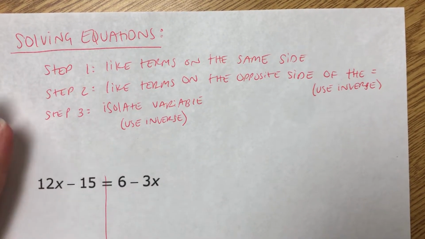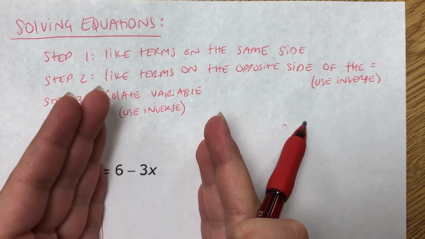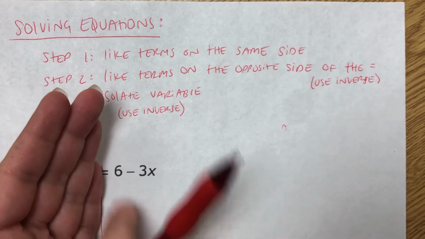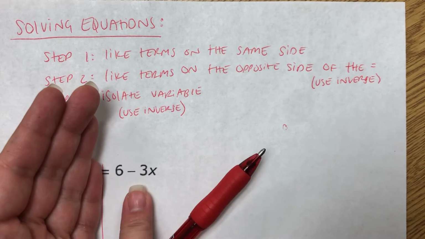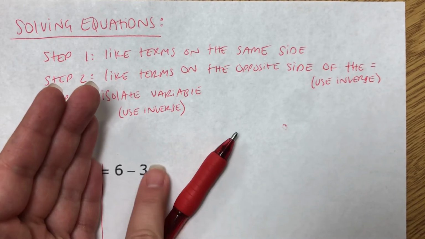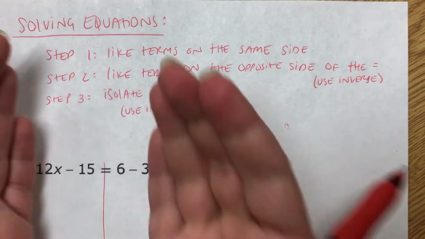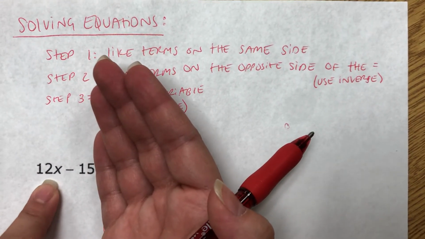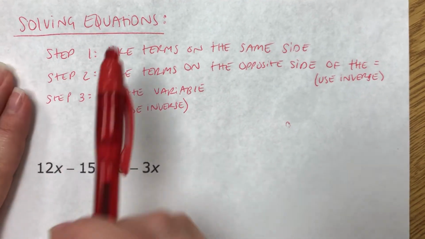I then start to look for like terms that are on the same side of that equal sign. By terms, I mean this piece of the equation and this piece. The 6 and the 3 are not like terms because the 3 has an x hooked onto it. Over here, we do not have like terms because 12 has an x and 15 does not. These are not alike. So let's move on to step 2.